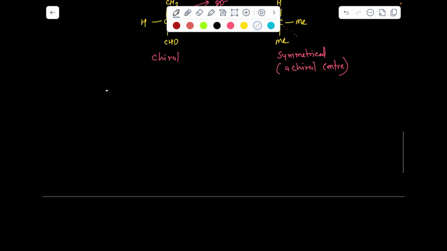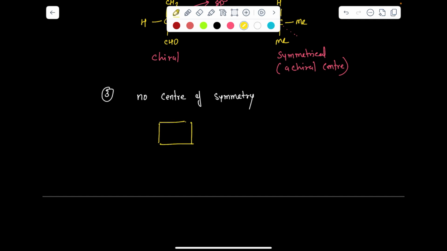The third condition we have is no center of symmetry. What is the meaning of center of symmetry? Suppose we have a molecule, this is the center. Now I am going to put hydrogen, chlorine, hydrogen and chlorine. Now we have to draw the perpendicular from the center. अगर ये यहाँ से डालोगे तो equal opposite distance आ रहा है, means it has the center of symmetry. If equal and opposite distance is not there, it doesn't have the center of symmetry.